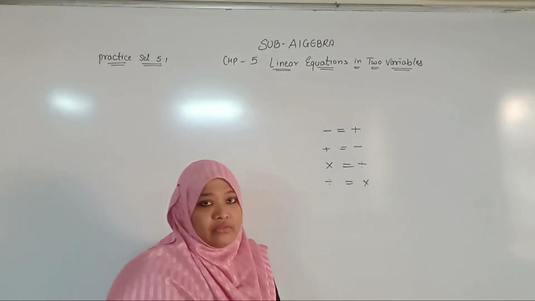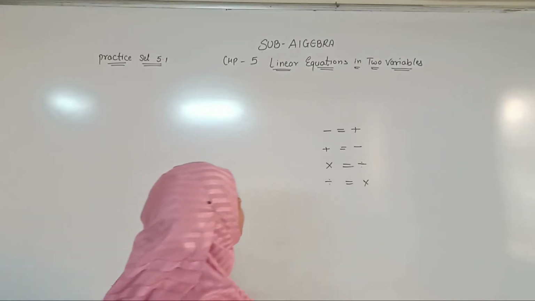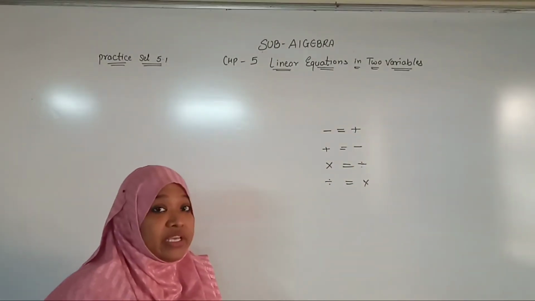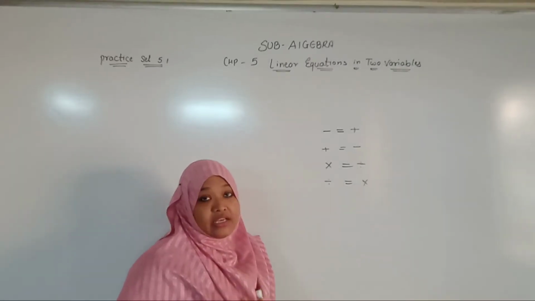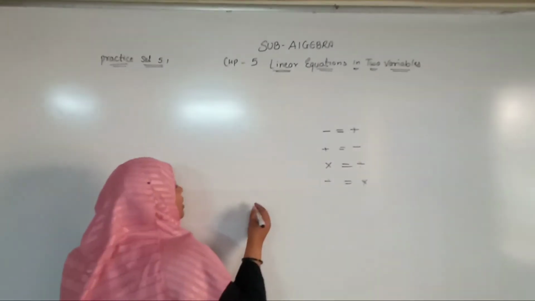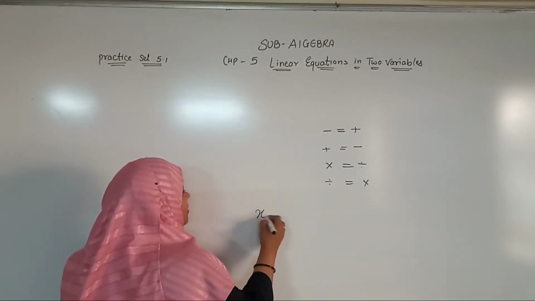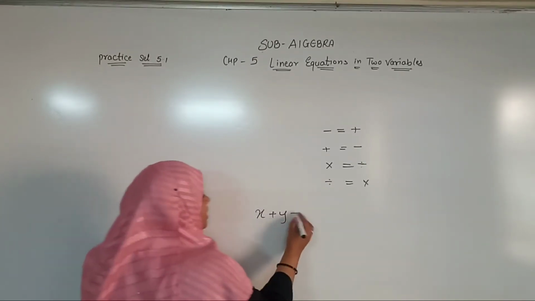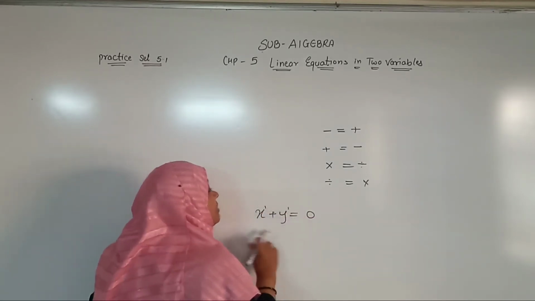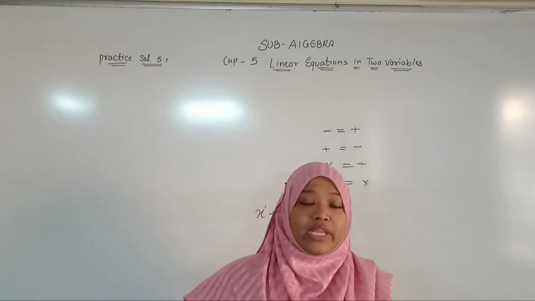Last year we got the value of only one variable. This year we will get the values of two variables. Now, what is linear? Linear means the highest index, the power, should be only one. For example, with two variables, x plus y equals 0. That is an equation, and the power of these two variables is one only, so it is called a linear equation in two variables. Understood?